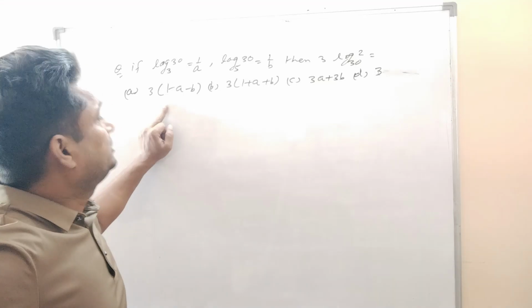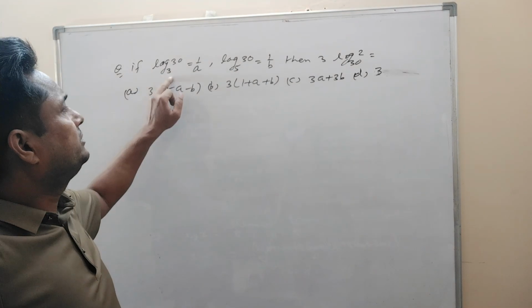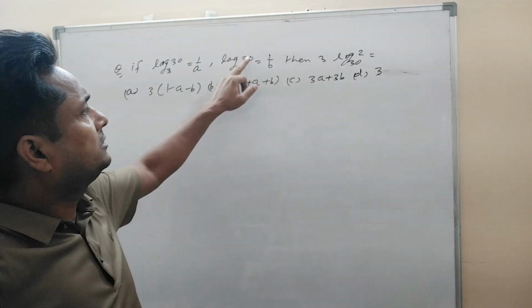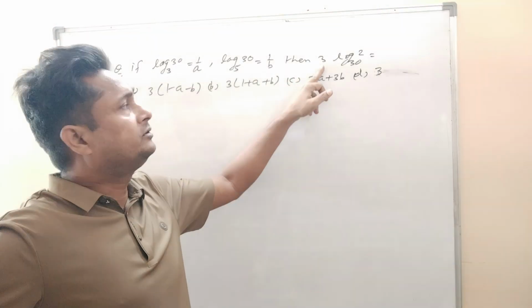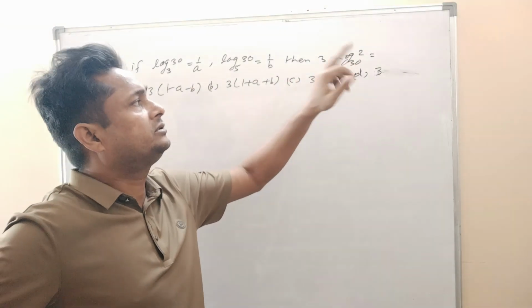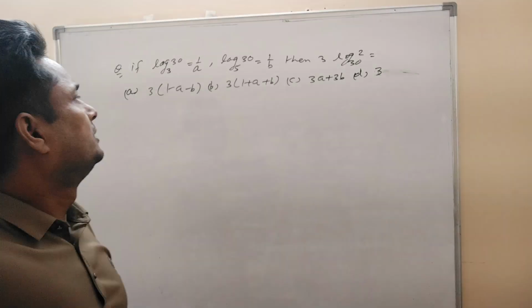Now let's solve this question. If log 30 base 3 is equal to 1 by a, log 30 base 5 is equal to 1 by b, then you have to find the value of 3 times log 2 base 30.